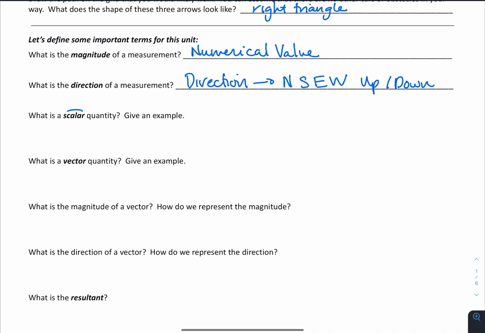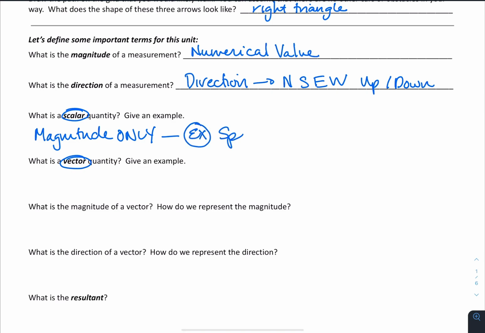Now, two words we've heard before, scalar and then vector. A scalar quantity, remember, is magnitude only. An example for us would be speed or distance. So if we were talking about the motion of a car and we said it went 55 miles per hour, that would be an example of a scalar quantity.